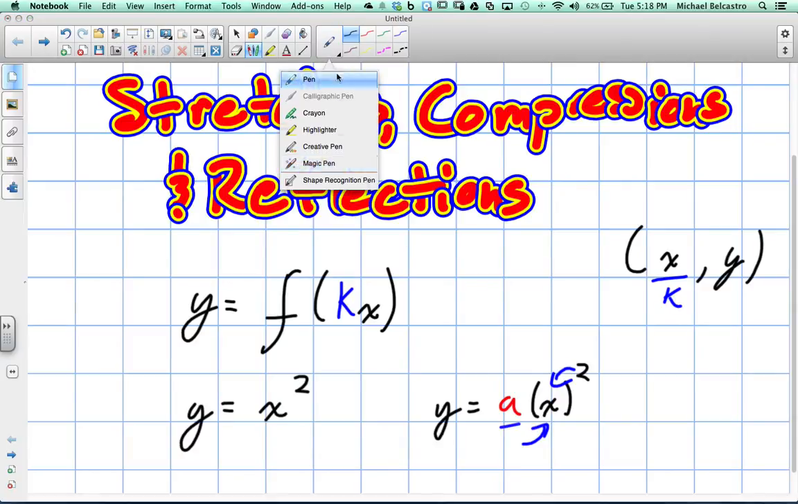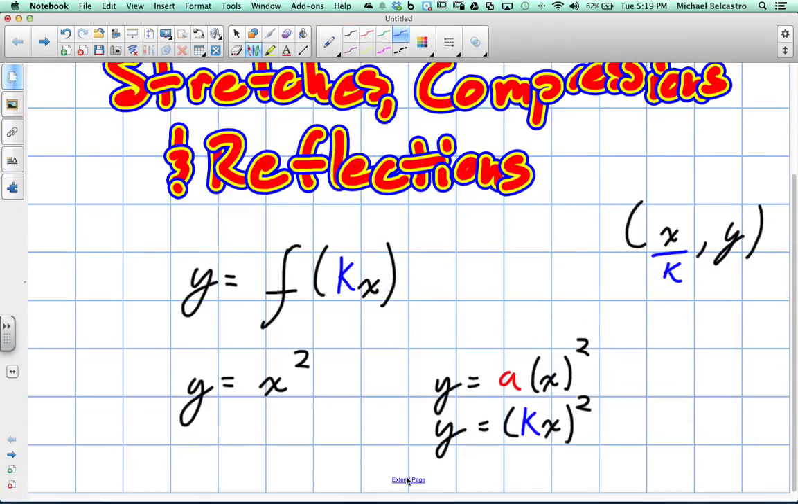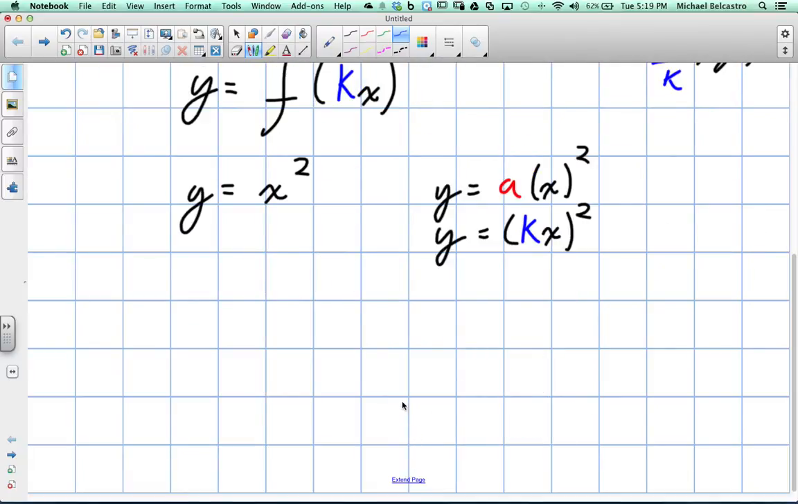If I was to write the same thing with a horizontal compression, y is equal to (kx) squared. So the k is actually inside of our function, and that's why they've written it inside the bracket. I'm just trying to relate to parabolas here, and I'll show you how it affects other functions, which is a little different from what we're used to seeing. This is going to change a lot of things. Essentially, it's going to compress and stretch things horizontally.